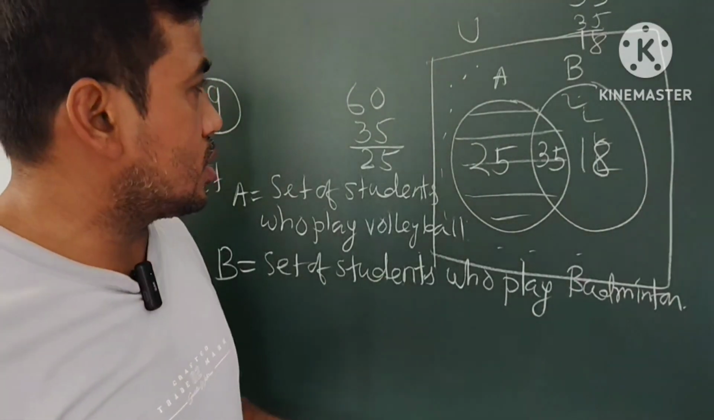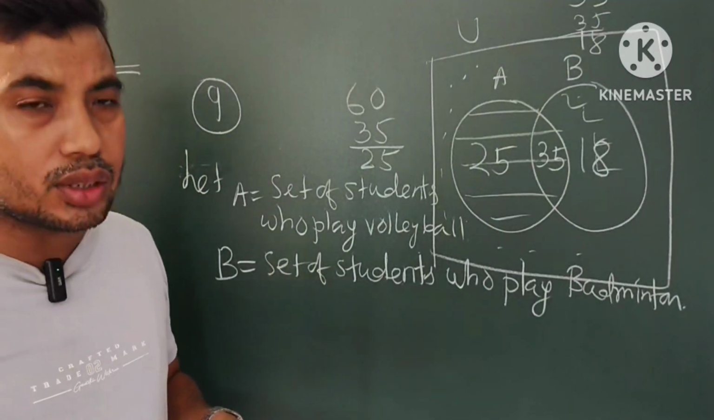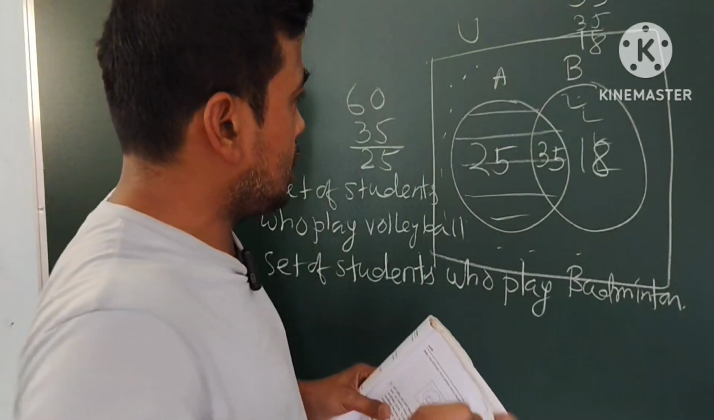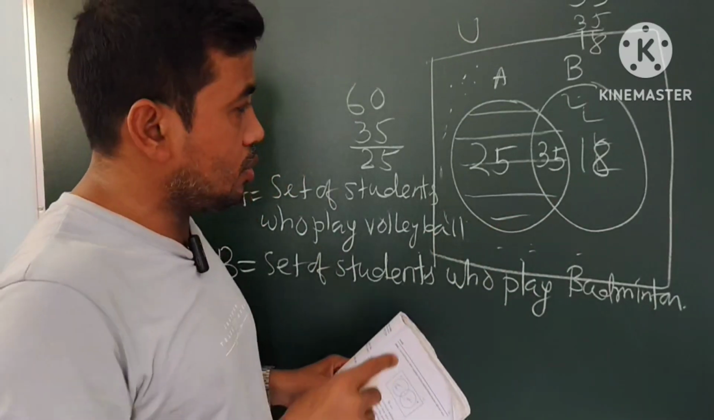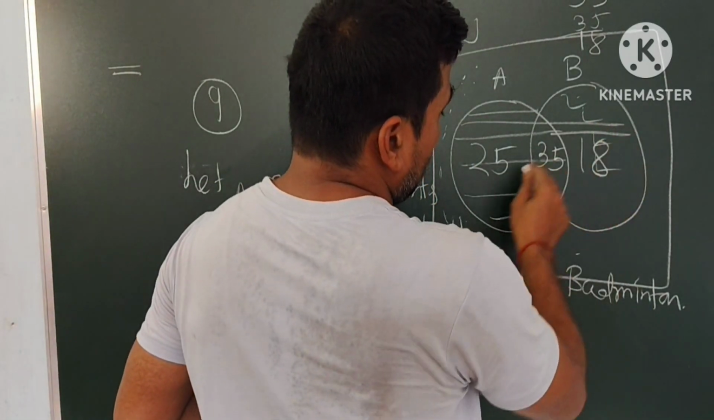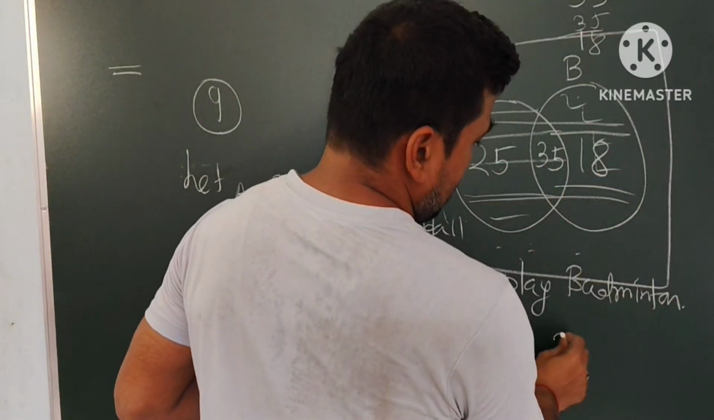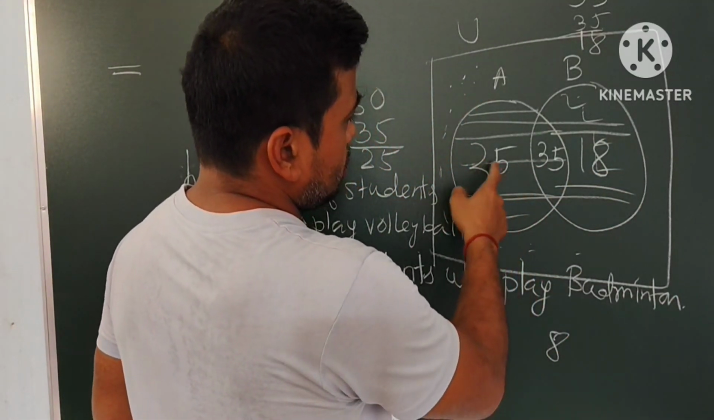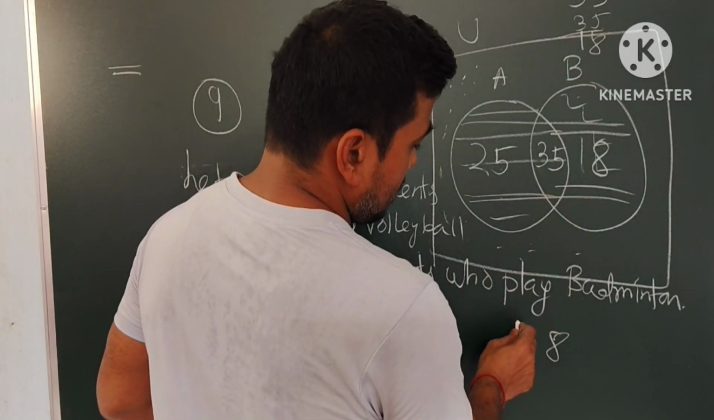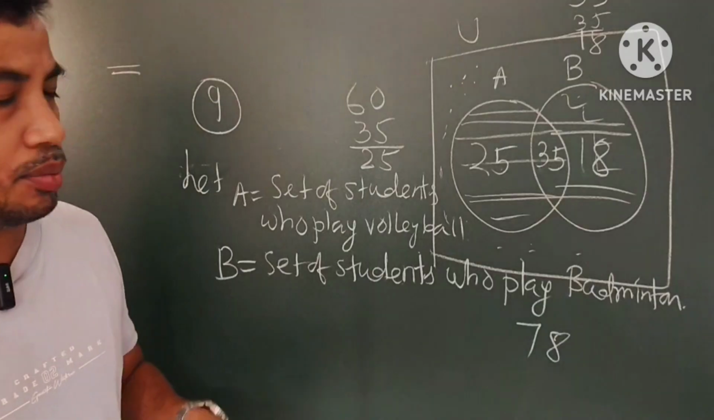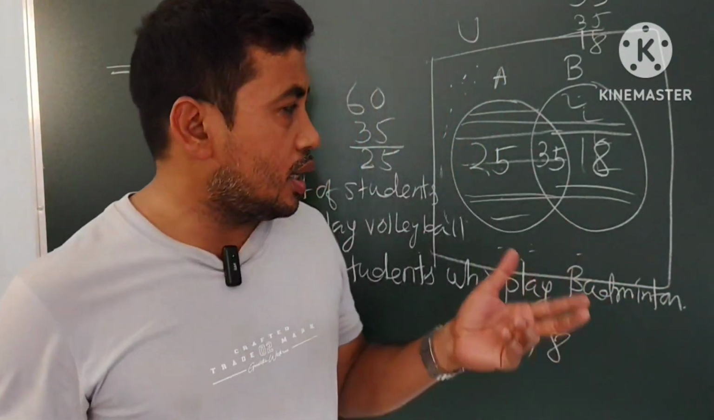What is given? In the first case we have to find how many students do not play any of the games. That means elements outside A union B. The whole shaded part is called A union B, and it is 25 plus 35 is 60, plus 18 is 78. That means 78 students play at least one of the two games.